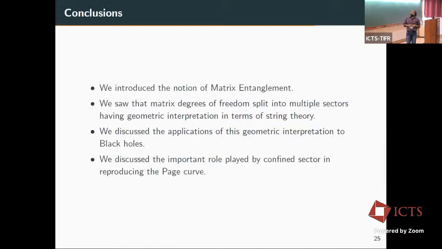In conclusion, we introduced the notion of matrix entanglement. We saw that the matrix degrees of freedom splits into multiple sectors, deconfined sectors and the confined sector, which have some geometric interpretation in terms of string theory. The gravitational interpretation will be covered a little bit more by, I think, Stratos and also by Georg next week. We discussed the application of this gravitational geometric interpretation to black holes, and we discussed the important role played by the confined sector in reproducing the Page curve.